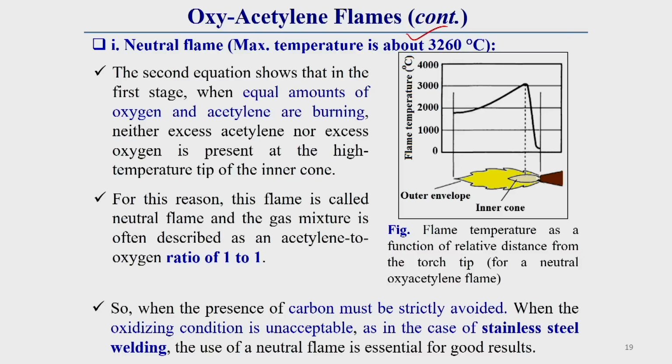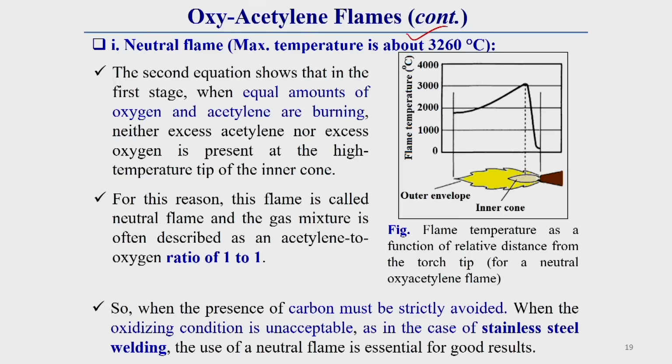This neutral flame is what I showed in the second equation during the explanation of combustion of oxyacetylene gas. There we showed that equal amounts, 2 molecules of oxygen and 2 molecules of acetylene, combine and produce carbon monoxide and H2O. That equation represents the combustion where equal amounts of oxygen and acetylene are present. During that time the neutral flame is formed, where neither excess acetylene nor excess oxygen is present.